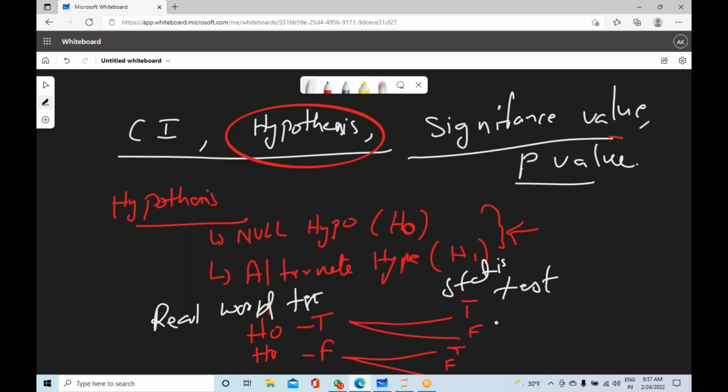In this particular situation, if the statistical test and the real test are both true, then this is correct. And if the real world test and the statistical test are both false, this is also correct. That means this is correct only. But when the real world test is true, but I got the statistical test as F, that means false, in that particular situation, what happens?